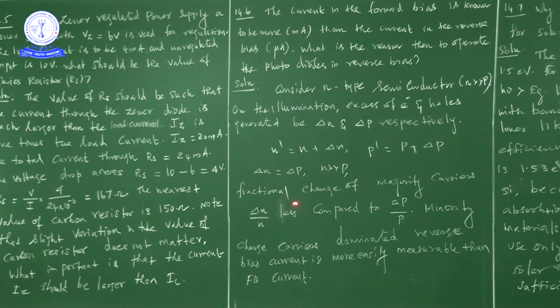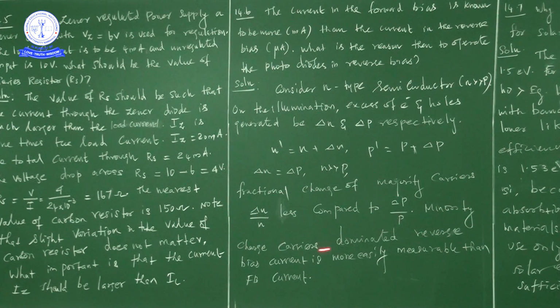Now we are going to calculate the fractional change in majority carriers. The fractional change in majority carriers is delta n by n. This is the very important formula for calculating the fractional change of any value: change in value by original value. Here the change in value is delta n and the original value is n. Initially n is maximum compared to delta n, so delta n by n is less than delta p by p. Why? Because the magnitude of n is maximum compared to p. When n increases, the delta n by n value decreases. Here p is small, so the delta p by p value is maximum.